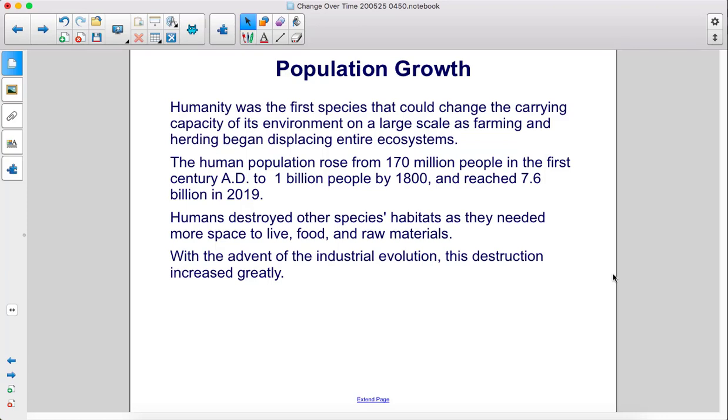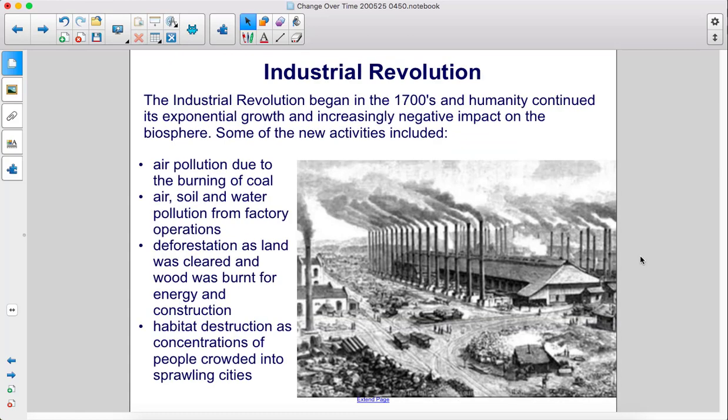Humans destroyed other species' habitats as they needed more space to live, food, and raw materials. With the advent of the Industrial Revolution, this destruction increased greatly. The Industrial Revolution began in the 1700s, and humanity continued its exponential growth and increasingly negative impact on the biosphere.